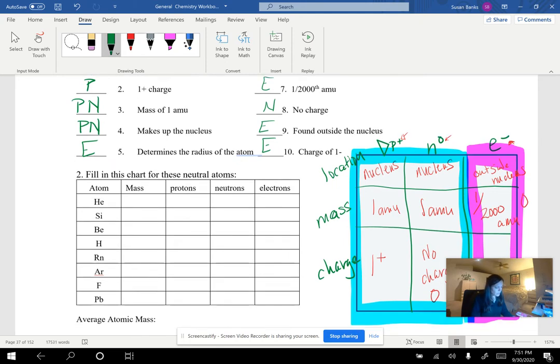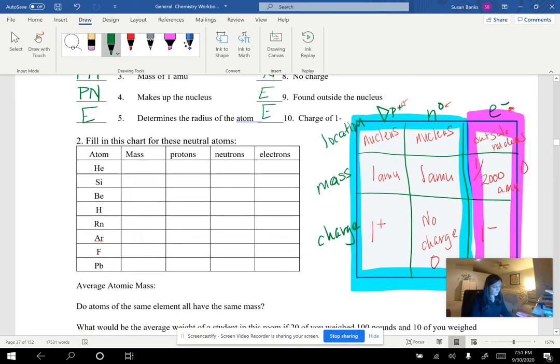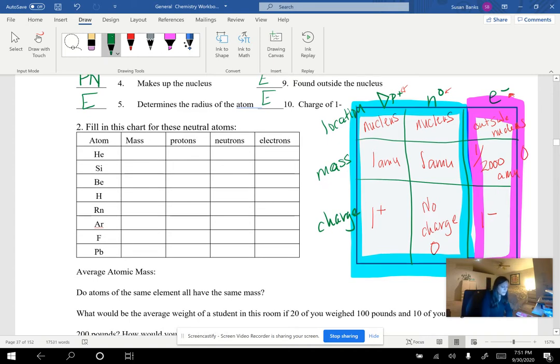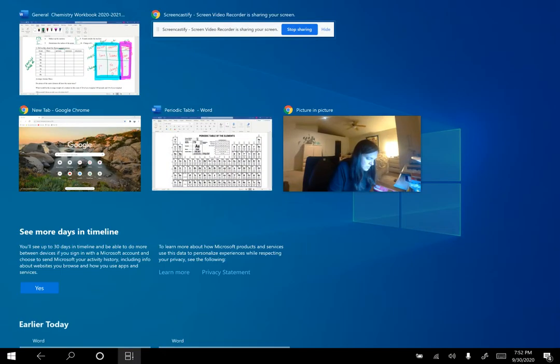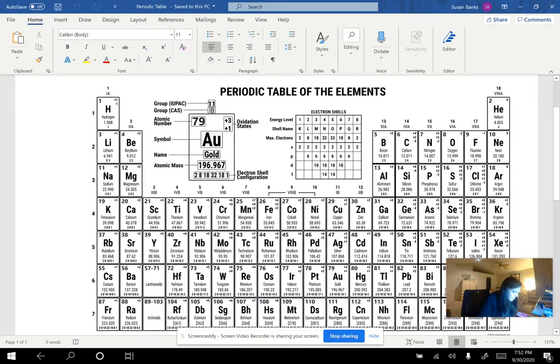Okay, so here we're going to fill in this chart for these neutral atoms. Now, neutral means that they don't have any charge. Now, we're going to use the average atomic mass here, and we're going to go to the nearest whole number. Okay? So let's grab the nearest whole number for helium really quick.